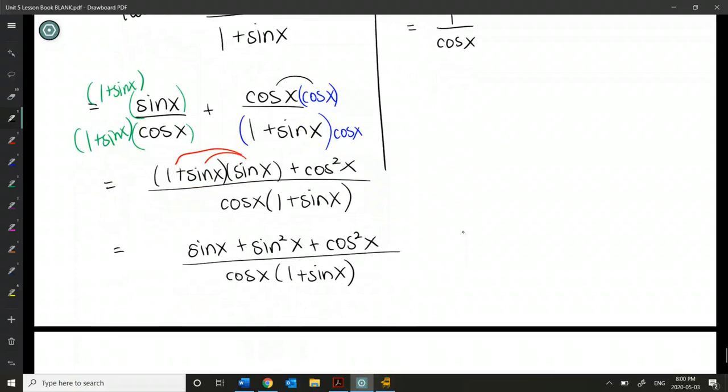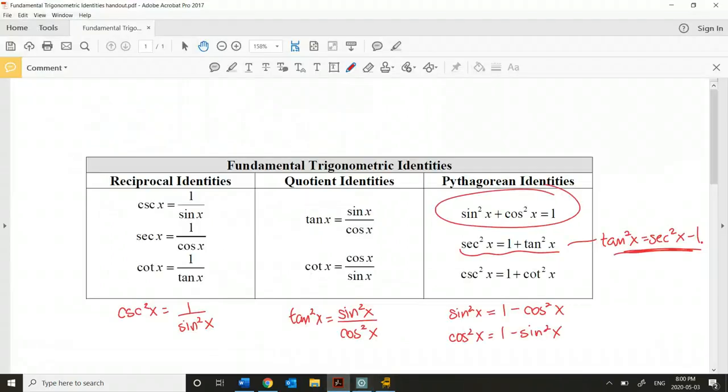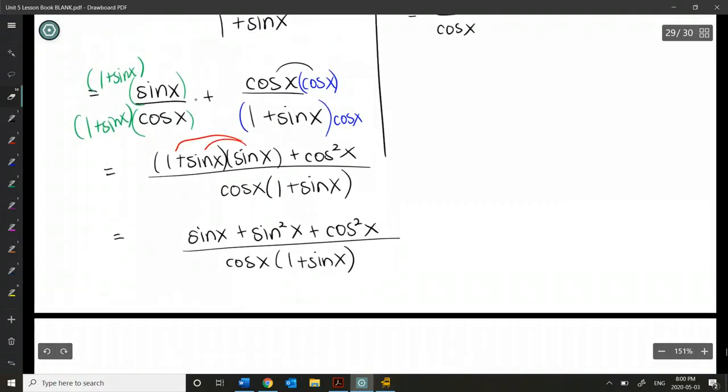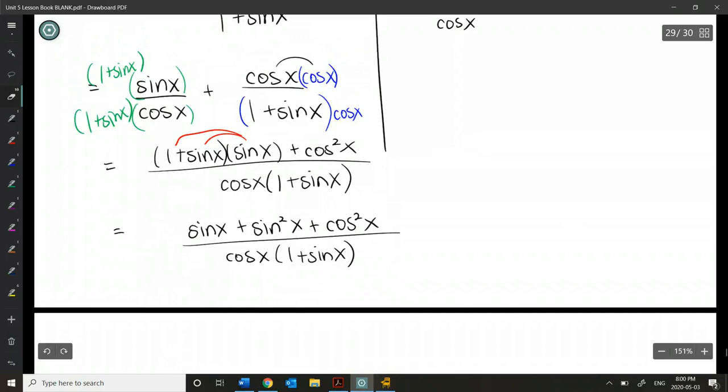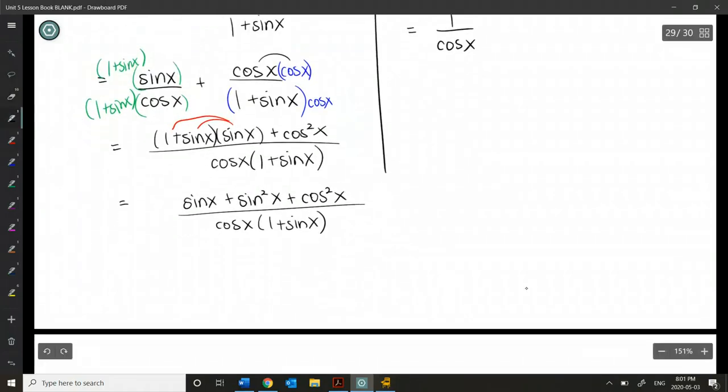So where can we go from here? Well, I'm noticing that I have a sine squared x plus cos squared x here, which is actually a Pythagorean identity. It's actually equal to 1. So I'm going to replace that with 1. Maybe we'll just go on to the next little page here. Sorry, one sec. All right, made some more space here. So we're going to replace that with 1.